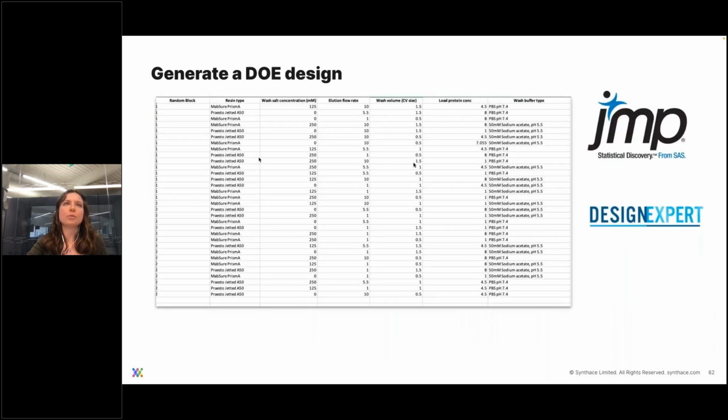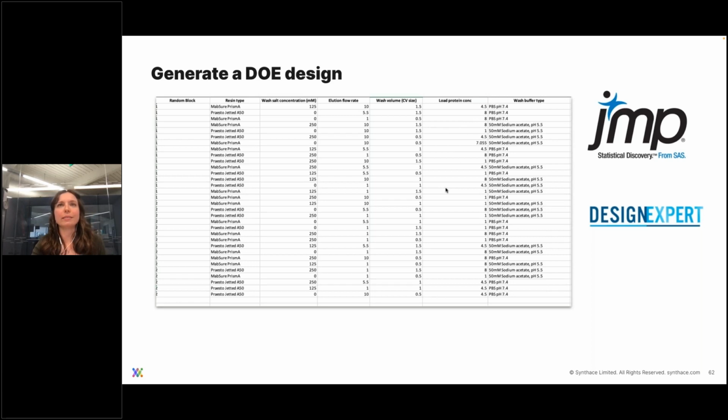And so to do this, you might end up using a DOE design software such as JMP or Design-Expert to actually generate a DOE design that can satisfy learning about this kind of experimental space. As you can see here, this is the design that we came up with, where we are looking at these different factors.